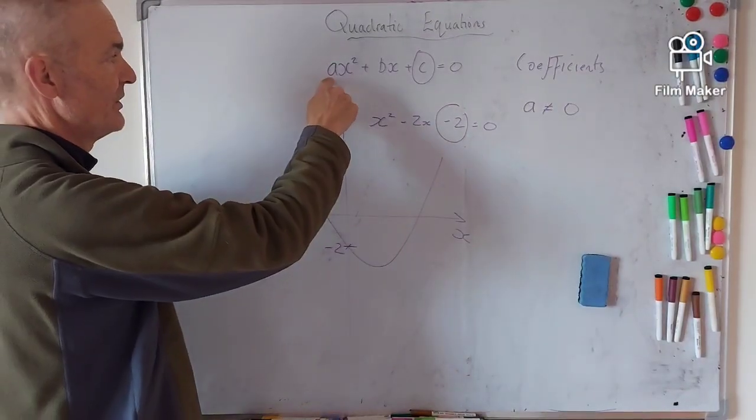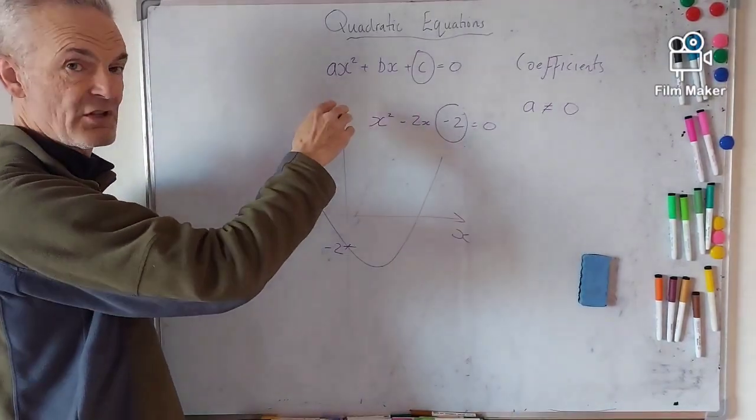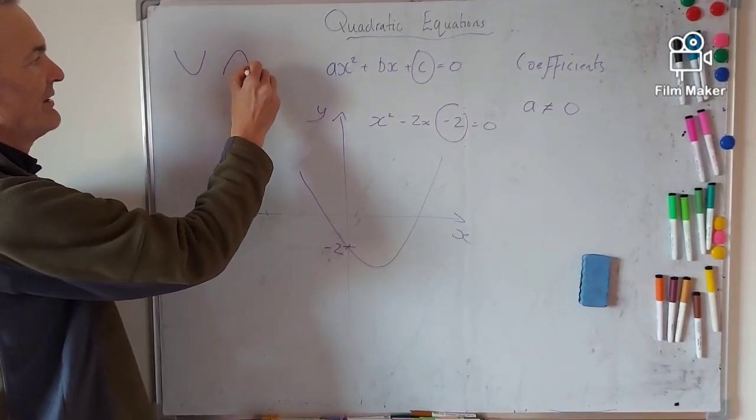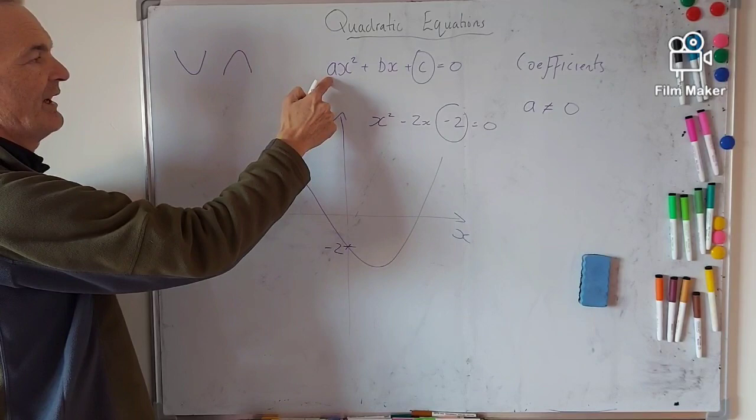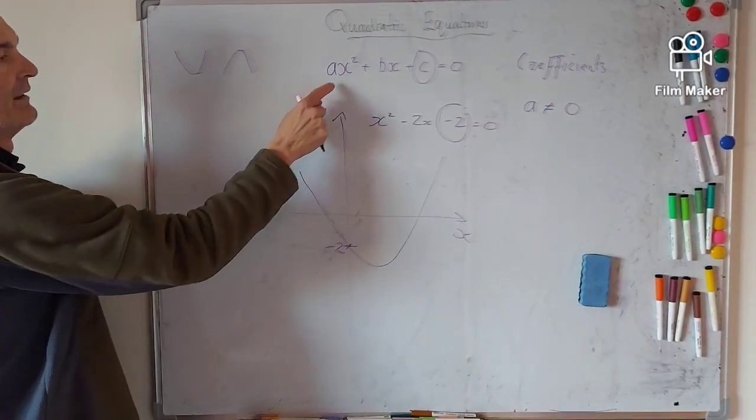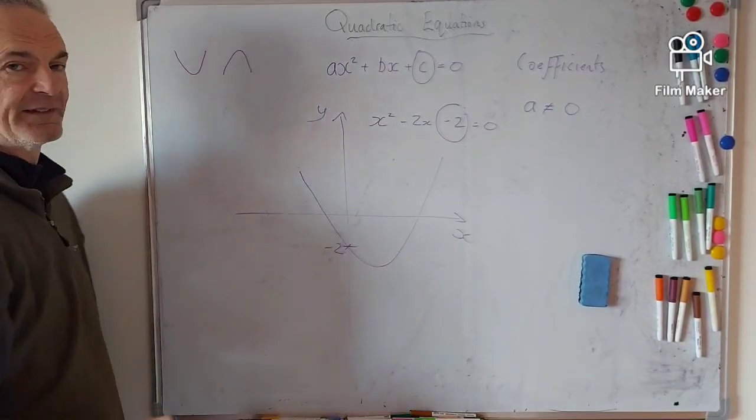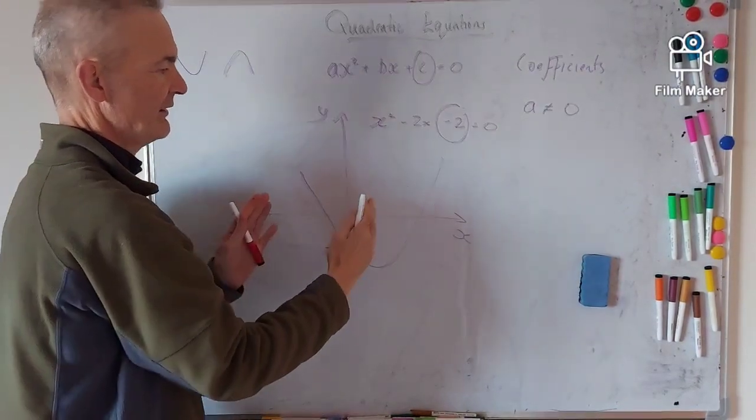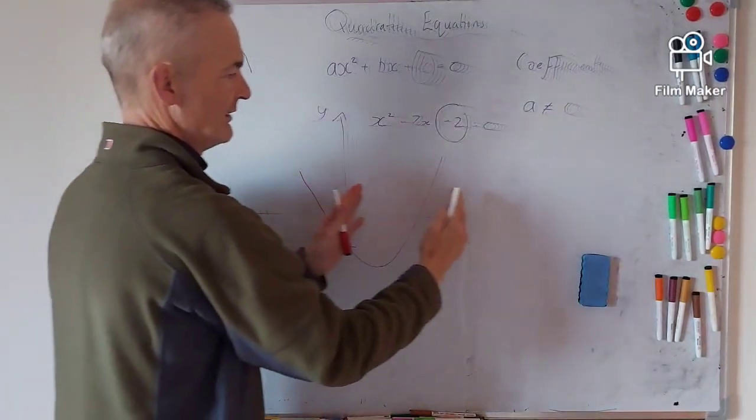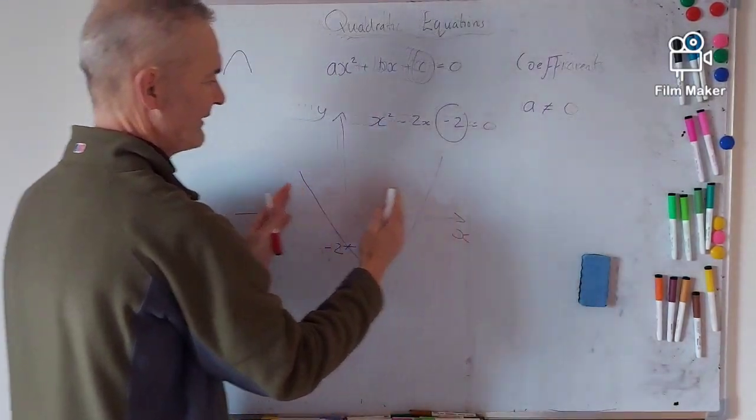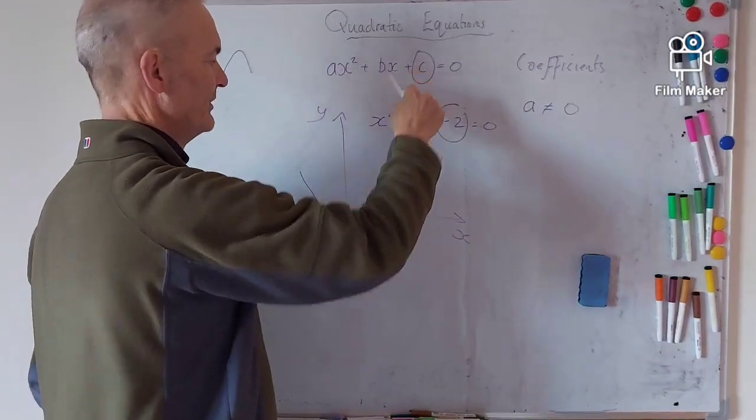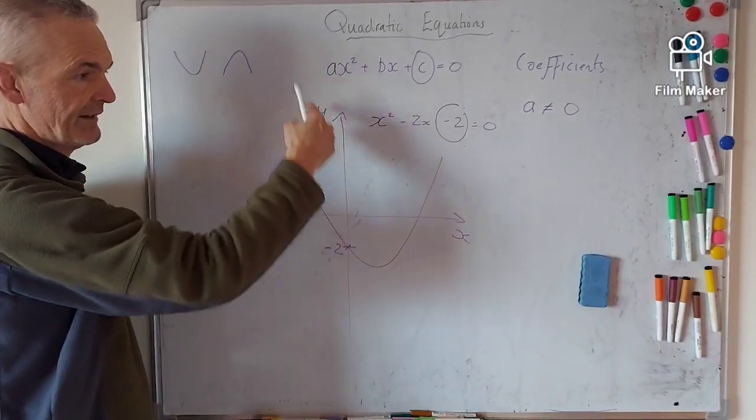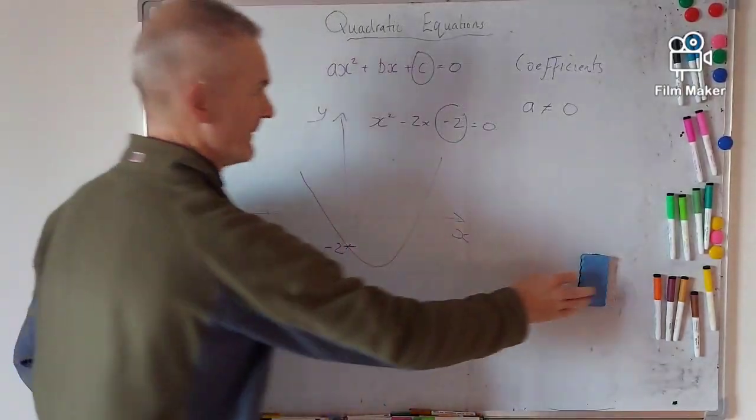Okay, so the a one tells you a little bit about the shape. Is it U-shaped or N-shaped? The bigger the value a is, it's going to squeeze it in. The smaller the value, it's going to open it out. The b coefficient tells you where the curve is orientated, if you like, on the x-axis, and the c one tells you where it intercepts on the y-axis. Okay.